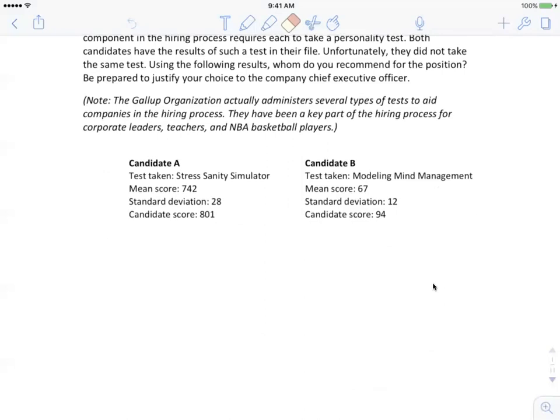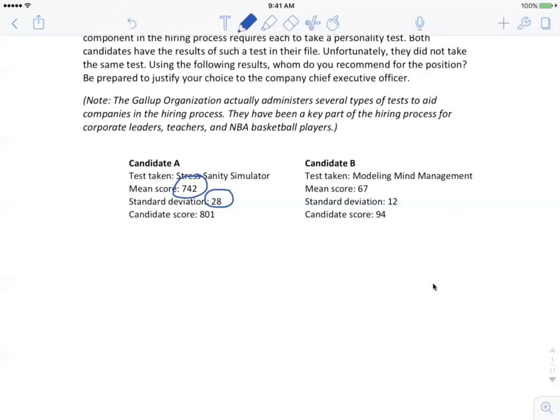So what you're going to be looking at here is the relative position of the candidate based off of the mean and the standard deviation. Candidate A, there was a mean score of 742, a standard deviation of 28, and they got a 801. So what you want to be thinking of is how many standard deviations above the mean was the candidate.